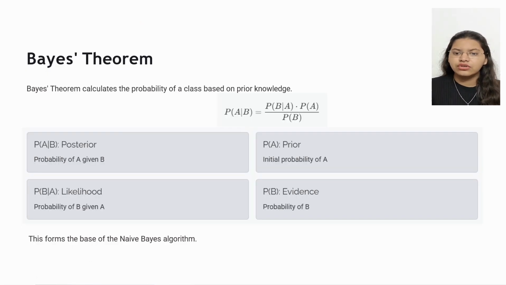Now let us take a look at the Bayes theorem. Here the formula is probability of A given B equals probability of B given A multiplied by probability of A, whole divided by probability of B. In the context of naive Bayes, A represents the class and B represents the set of features or attributes of the data. So the theorem helps us find which class is more likely for a given set of features.